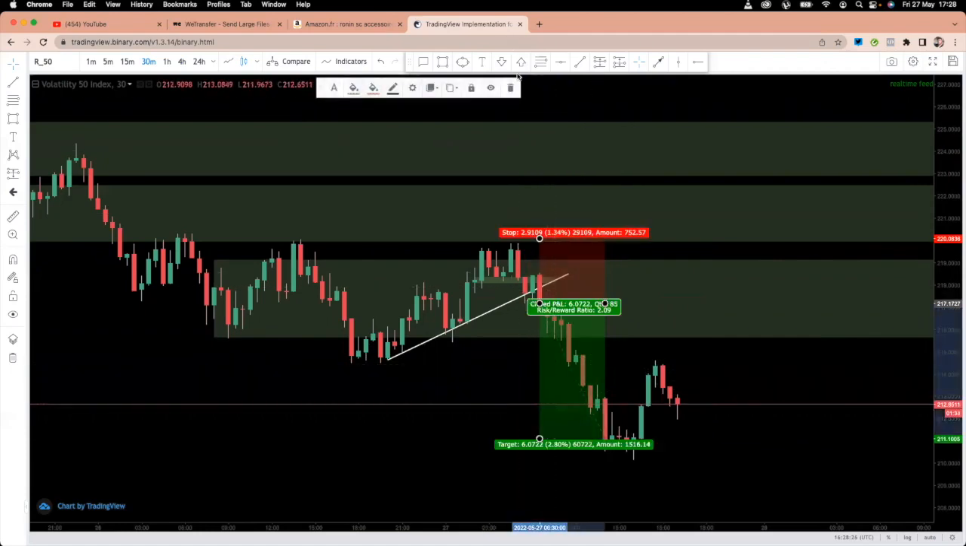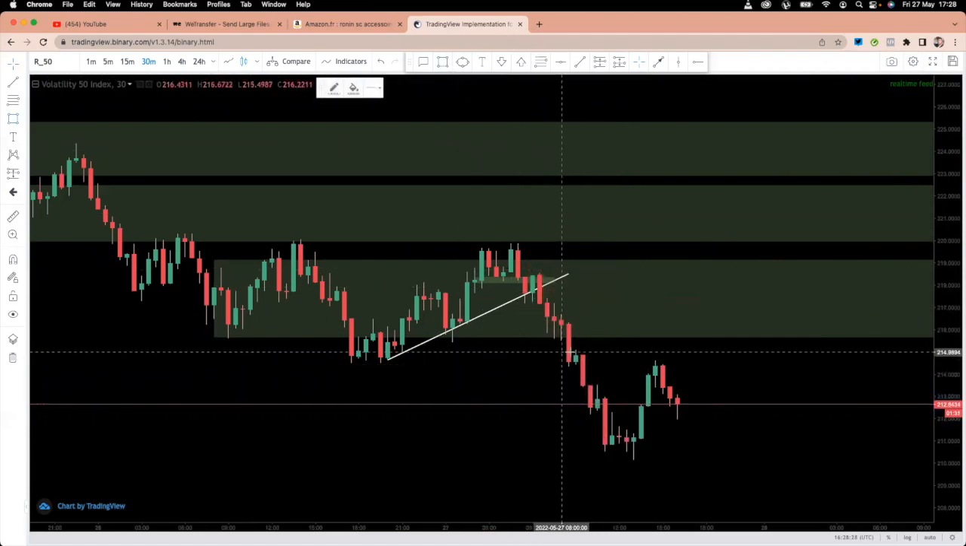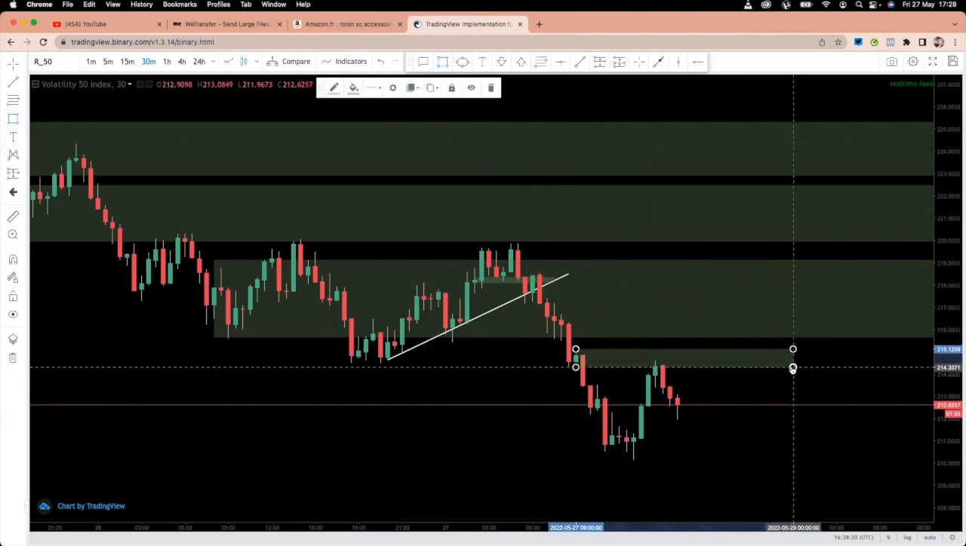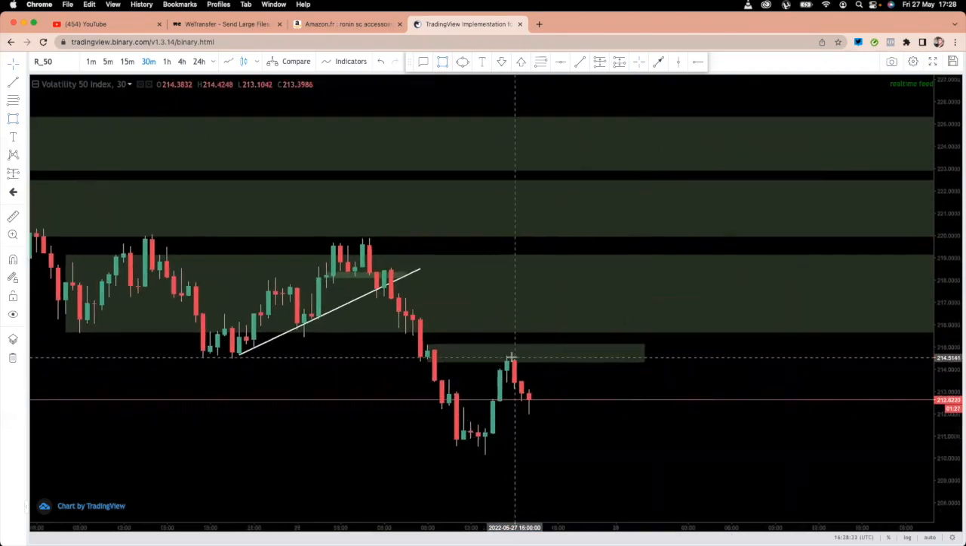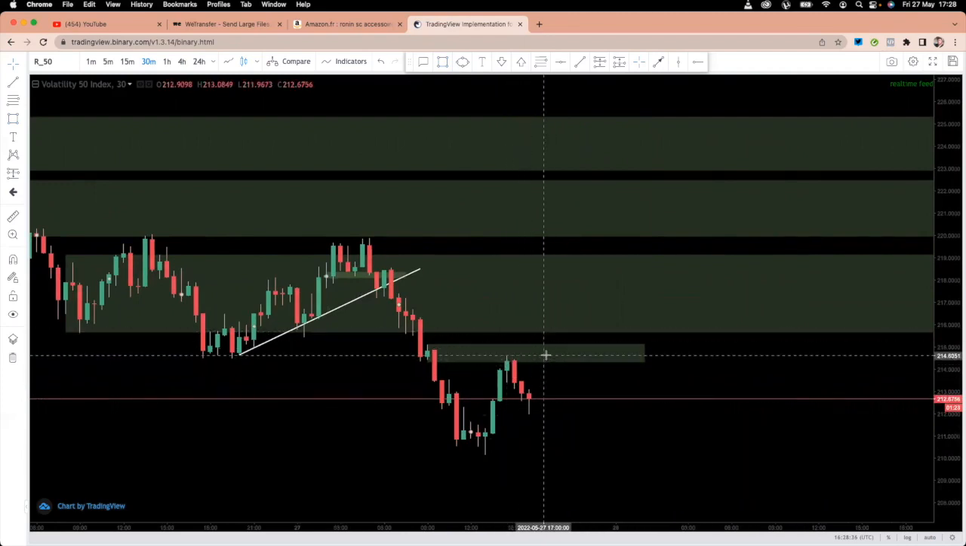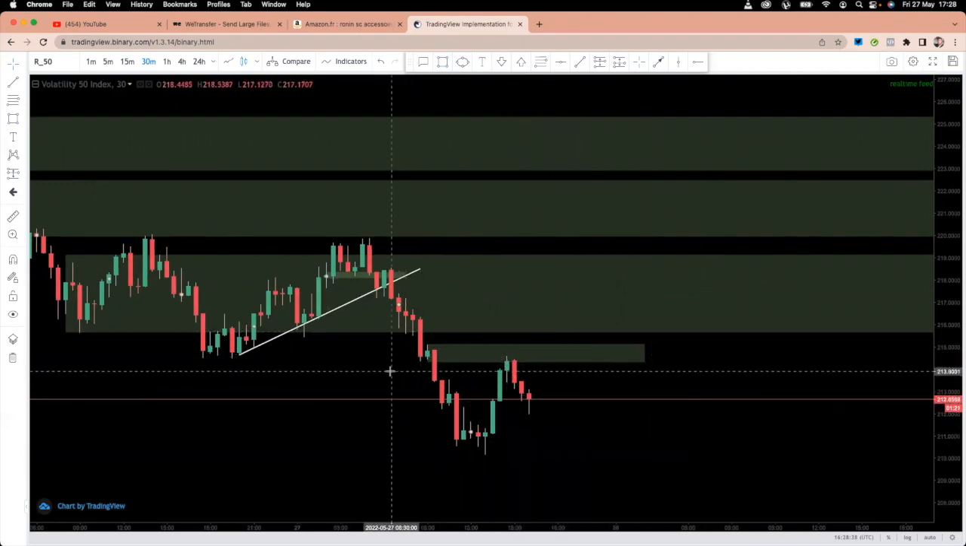I'm actually going to mark this order block. This could be a potential scale in. I think it already happened, but if there's a second leg, I'm actually going to jump on that.